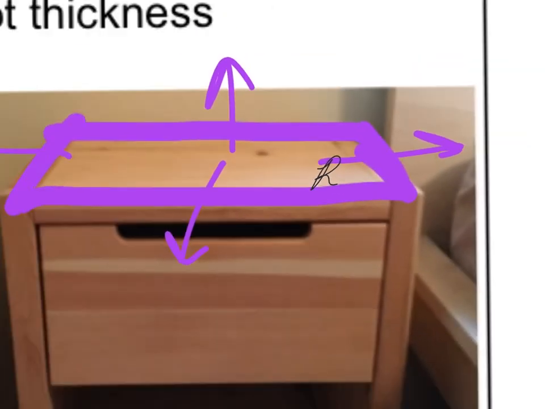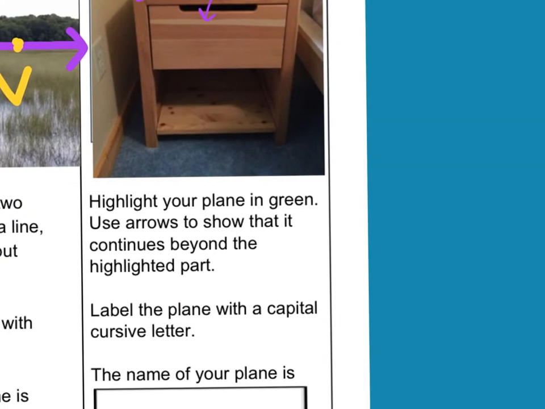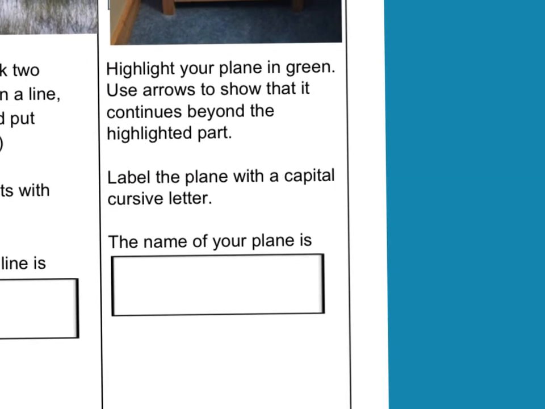I would label it by putting a capital letter, a capital cursive letter, in the corner of this plane. And I'll use capital cursive R, just because I like R's. So the name of my plane is plane R, and as long as it's a capital cursive letter, I will know that I'm referring to a plane.